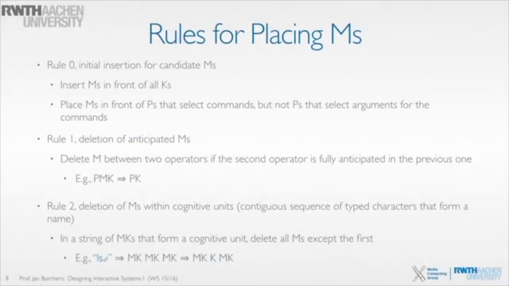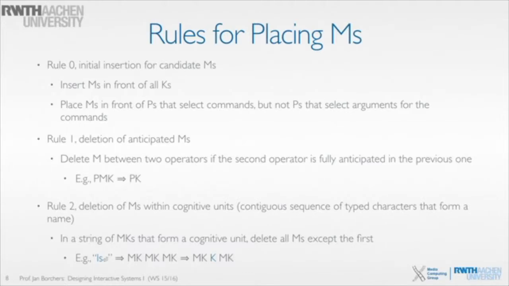First of all, you've got your sequence of physical interactions, right? So homing, pointing, clicking. You then insert, initially, M's almost everywhere, like in front of all the keystrokes and in front of all the pointing commands as well. If the pointing is there to select a command, what does selecting a command by pointing mean? Well, it means clicking on a button that triggers an operation or selecting a menu item that triggers an operation. That's selecting a command by pointing.